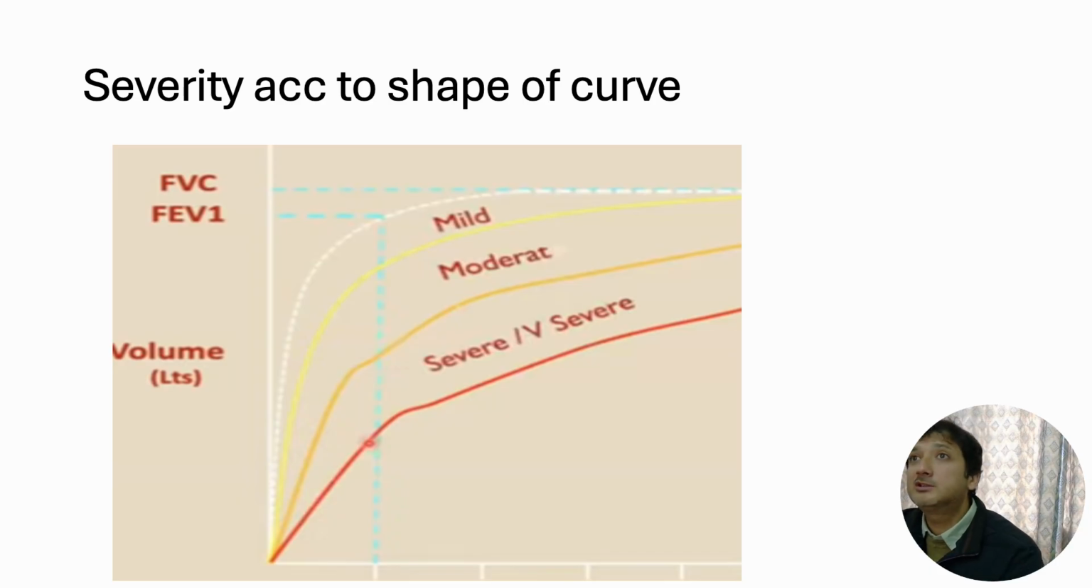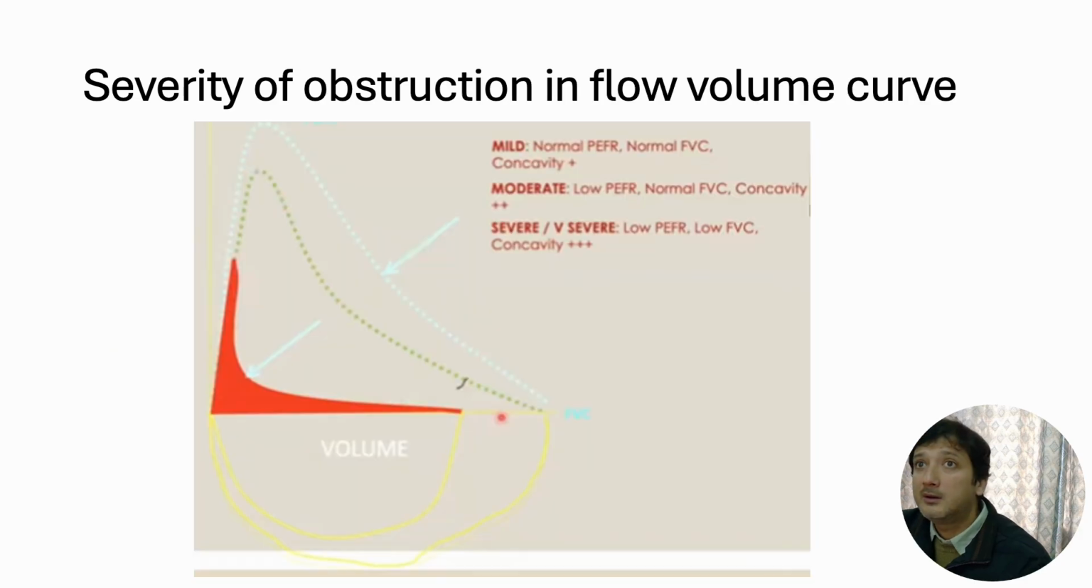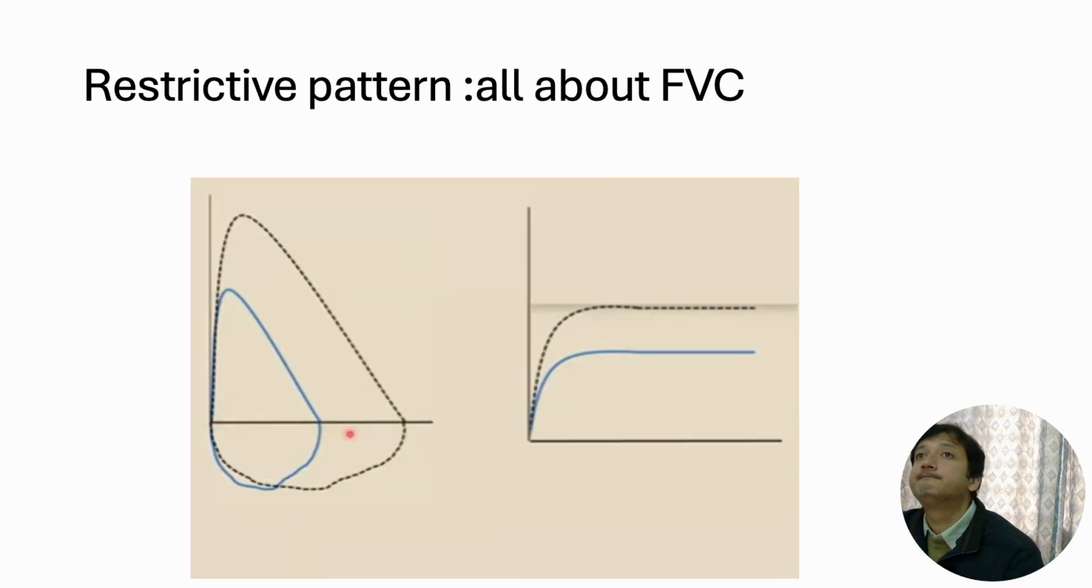With the curve, we can also see the severity of obstructive disease. As the curve goes down, the severity increases. If you see the curve, the concavity will be greater, and the vital capacity will also not be reached. So this is all the same. Here we are depicting the restrictive pattern. As you see in the restrictive pattern, the forced vital capacity will not be reached because the lung will not be expanding.